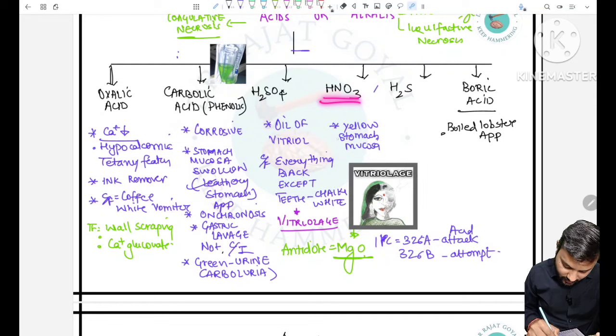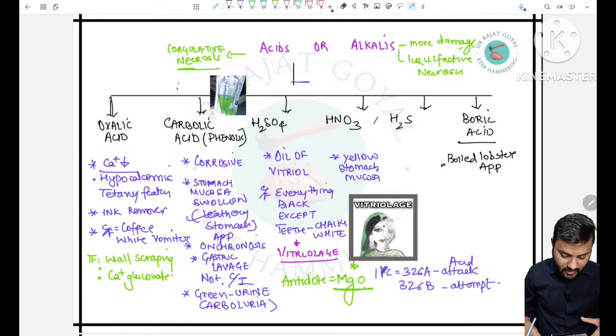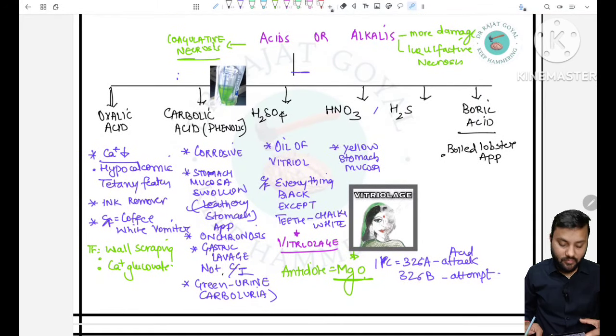Now HNO3. In the postmortem, yellow stomach mucosa will be there, and in boric acid, a boiled lobster appearance will be there. So these are all the acids and alkalis which are important for us.